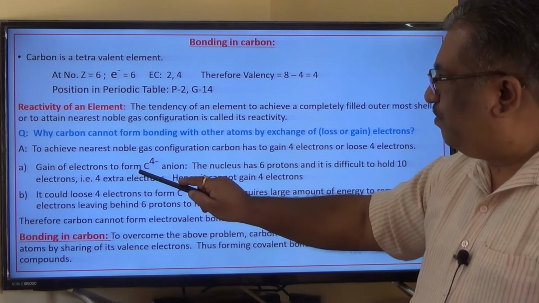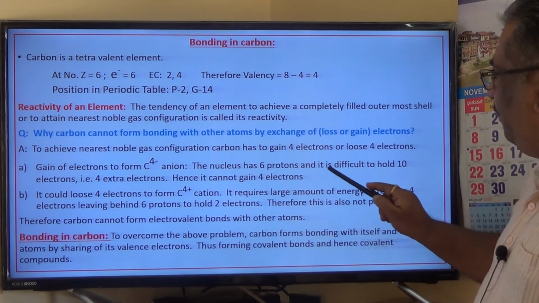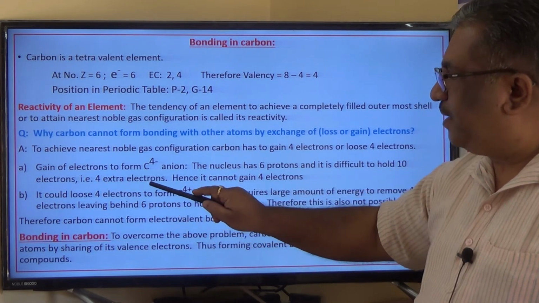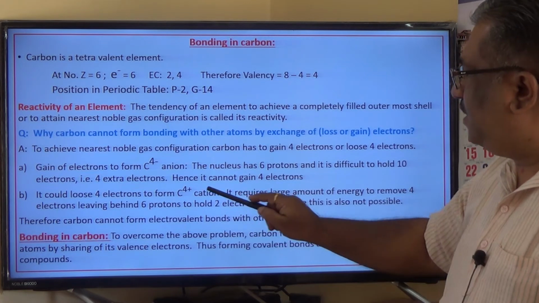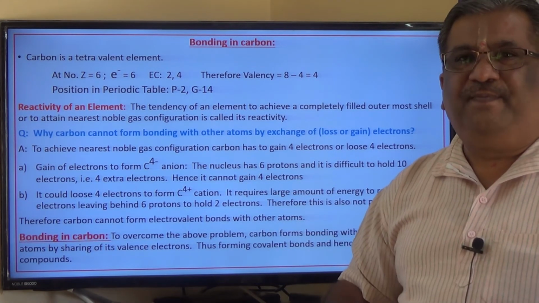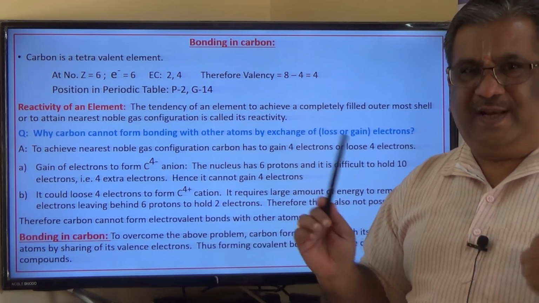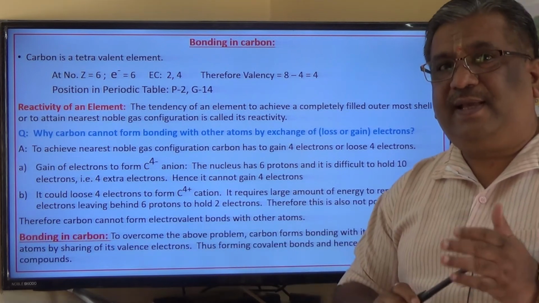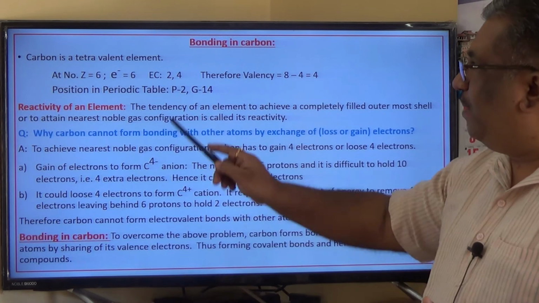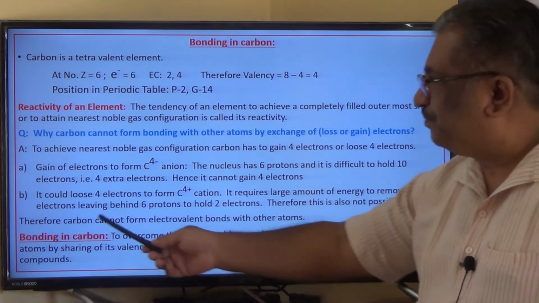I'll read this part once again. Gain of electrons to form C4 minus anion: the nucleus has 6 protons and it is difficult to hold 10 electrons in position. Hence carbon cannot gain 4 electrons. The reason is very clear. Carbon cannot gain 4 electrons and form an ionic bond. Now in that case, is it possible for carbon to lose 4 electrons, and by duplet rule can it achieve stability? Let us see once again.